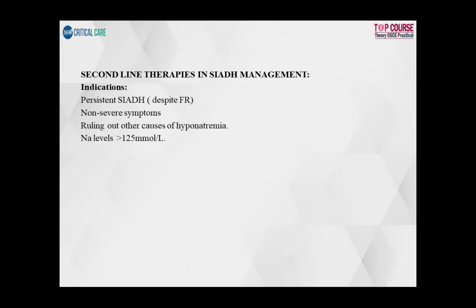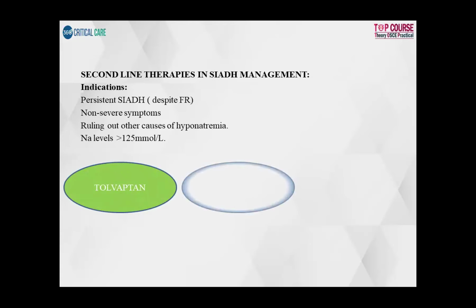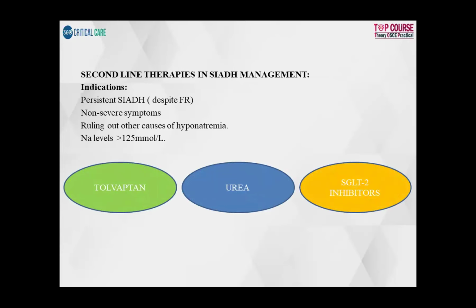So what are the second line therapies which can be used? The first one is tolvaptan. The second is urea. The third one is the SGLT2 inhibitors.